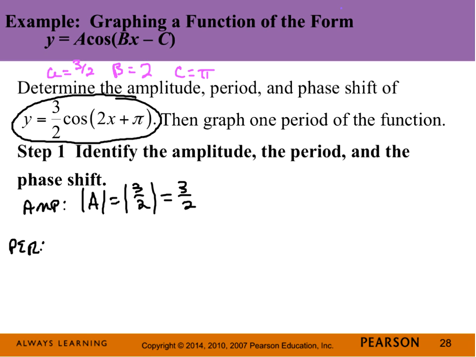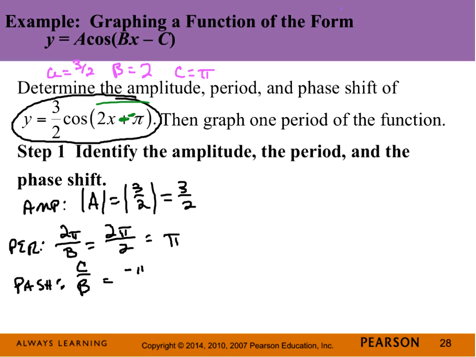My period is given by 2 pi divided by b. So that's 2 pi divided by 2, or pi. And my phase shift is given by c over b, which, okay, so I forgot to point this out. This is a plus sign on the inside of the parentheses here, so this is really minus a negative pi. So my phase shift is negative pi over 2.